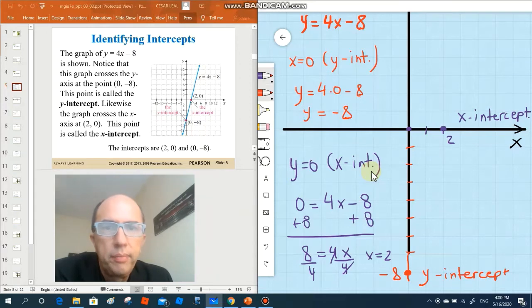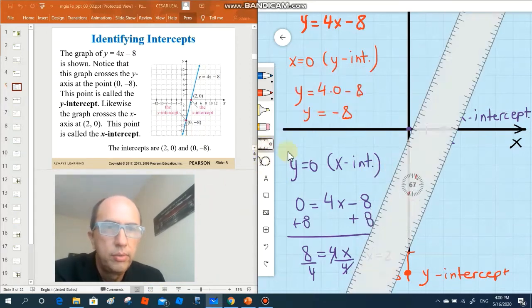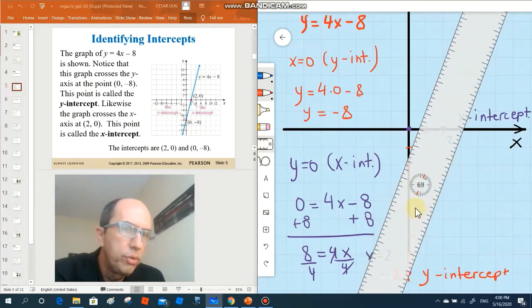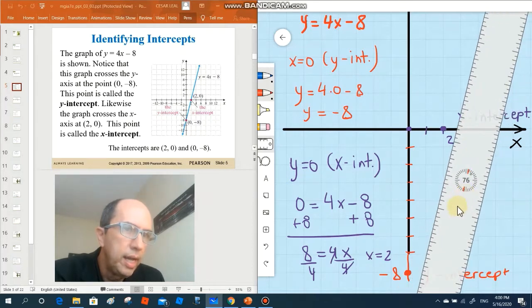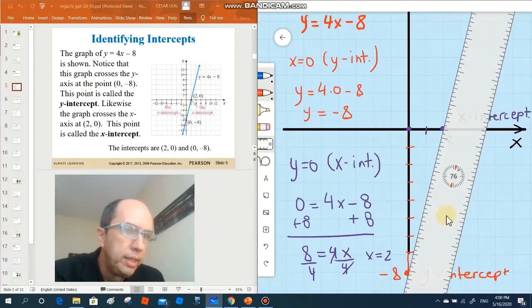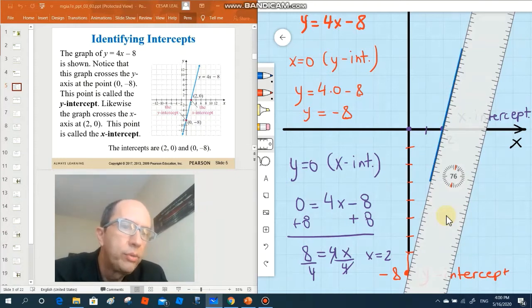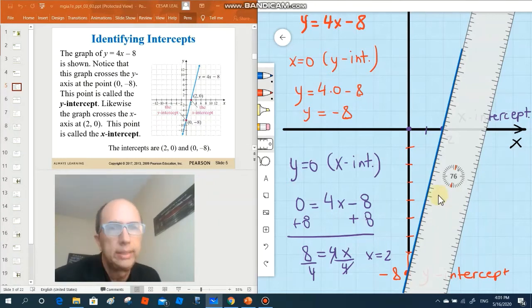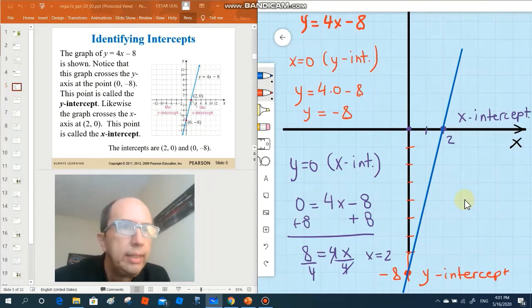And we can draw the function. Let's get the ruler. We can graph the function by using the x and y intercepts and drawing a line that crosses the x-intercept and the y-intercept. And this is the function y equals 4x minus 8.